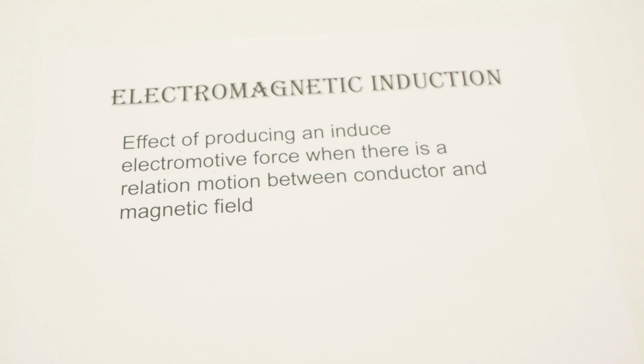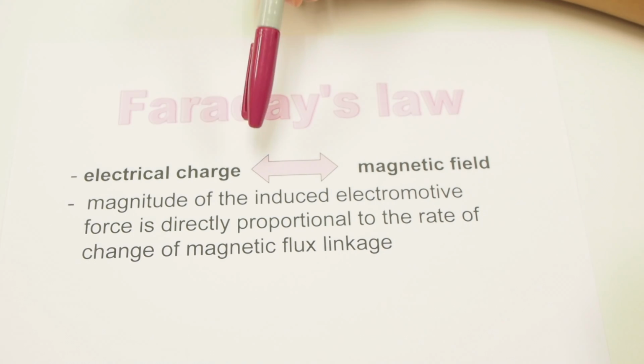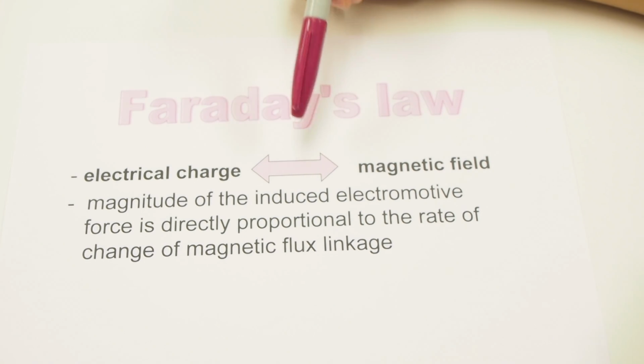After this experiment, Michael Faraday came up with his law, which is electromagnetic induction. So what is electromagnetic induction? It's the effect of producing an induced electromotive force when there is relative motion between a conductor and a magnetic field. This is the basic idea of Michael Faraday's law. He believed that when electrical charge can change into a magnetic field, a magnetic field can also change into electrical charge. So this science shows reversibility.